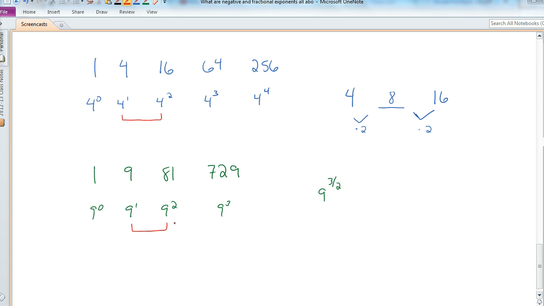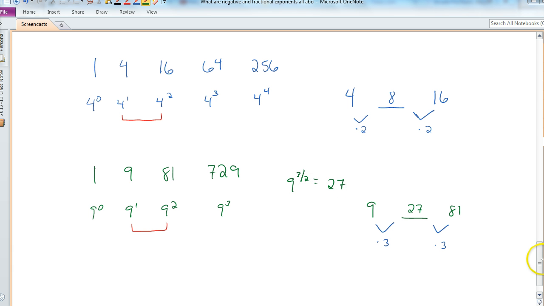So 9 to the 1 and a half, I have to get from 9 to 81. There's a number in the middle here that when I multiply repeatedly times something, I'm going to get a number in the middle. So what do I multiply twice to get to 81? I multiply by 3 twice. So times 3, and that's going to get me 27. So 9 to the 3 halves power is 27, intuitively.